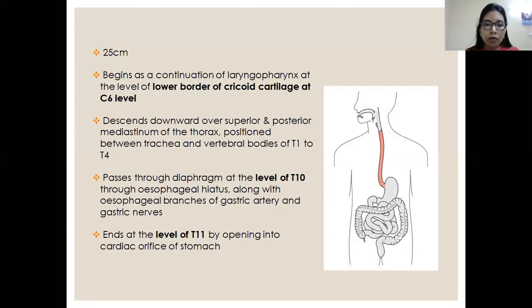Along with the esophagus, the esophageal branches of the gastric artery and the gastric nerves also pass through the same hiatus of the diaphragm. The esophagus finally ends at the cardiac orifice of the stomach at the level of T11. So these are the vertebral levels. These will be important for you at viva.